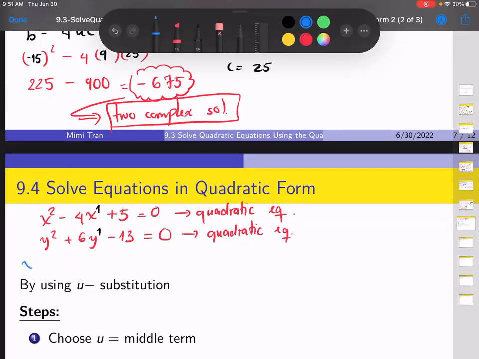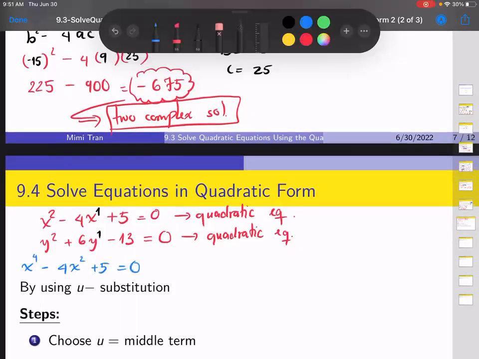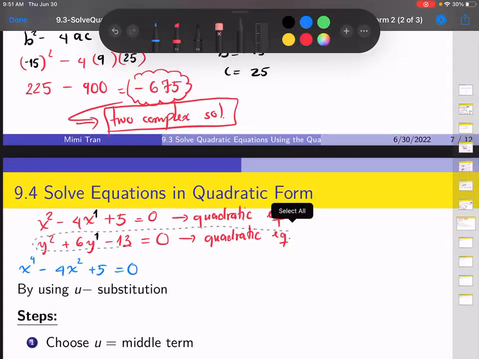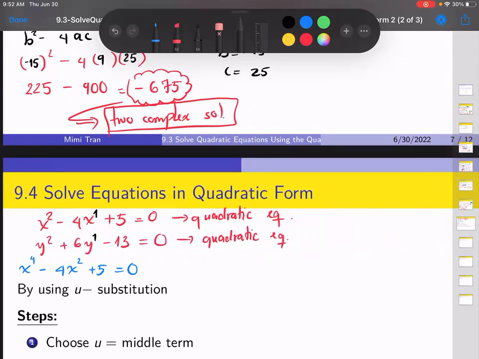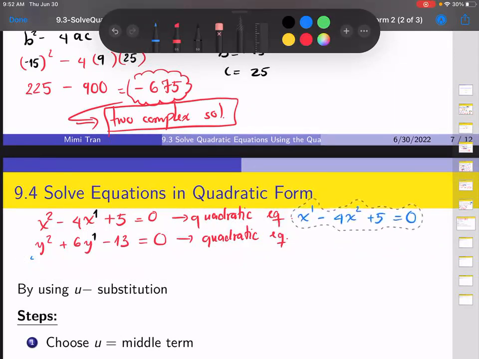What if I give you something like this: x to the 4 minus 4x squared plus 5 equals 0. Do you think this is a quadratic equation? It's not, right? It's not, but it kind of is, because the power of the first term is double the second one. Same thing here.